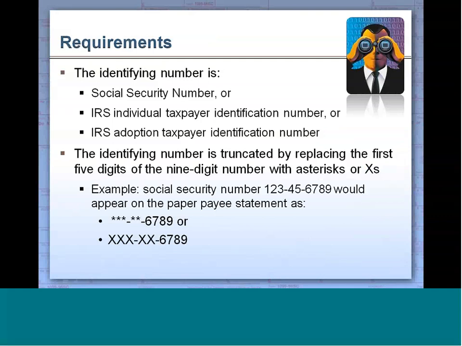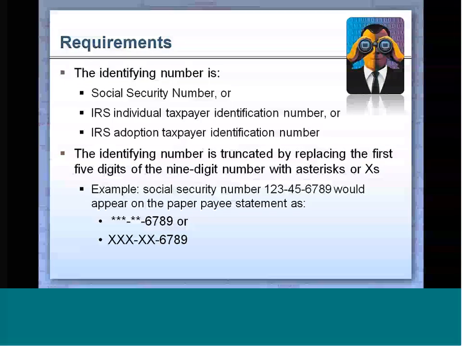There are specific rules about how the TIN masking process can be implemented. TIN masking only applies to payee identifying numbers, which can be a Social Security number, an IRS individual taxpayer identification number, or an IRS adoption taxpayer identification number. Any other numbers, like the payer TIN, are not allowed to be masked.